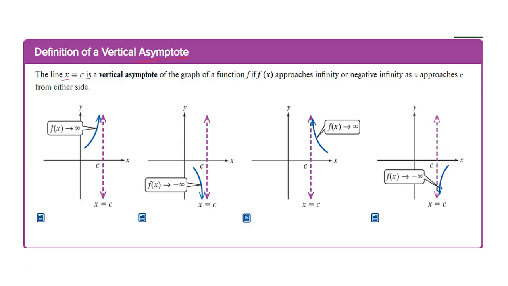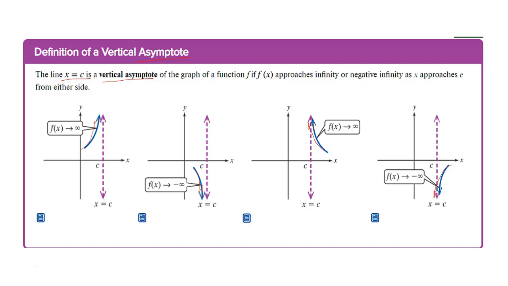So what we say is the line x equals c, which is a vertical line, is a vertical asymptote of the function f of x if f of x goes to infinity or negative infinity as it approaches from either side.